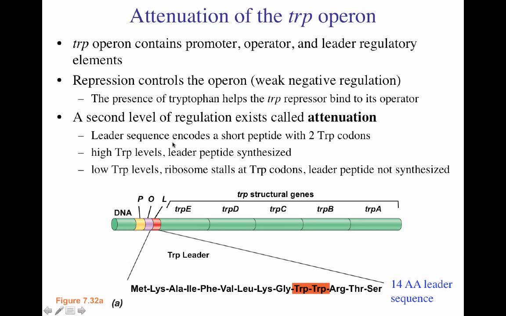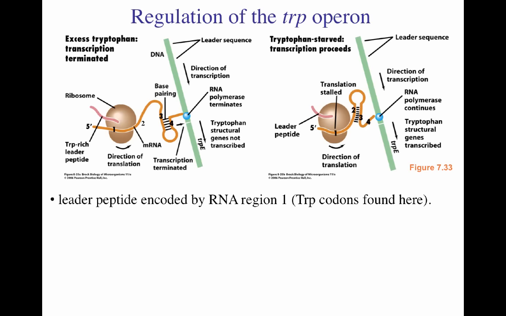Now, that leader encodes an RNA, and that RNA eventually will be translated into a peptide that has 2 tryptophans. When tryptophan is at high levels, the leader peptide is going to be synthesized because the ribosome is able to put the amino acids directly here from the tRNAs. When tryptophan levels are low, the ribosome is going to stall when it finds those trp codons, and therefore the peptide sequence is not going to be synthesized. Let's take a look in more detail to see how that occurs in the bacterial cell.